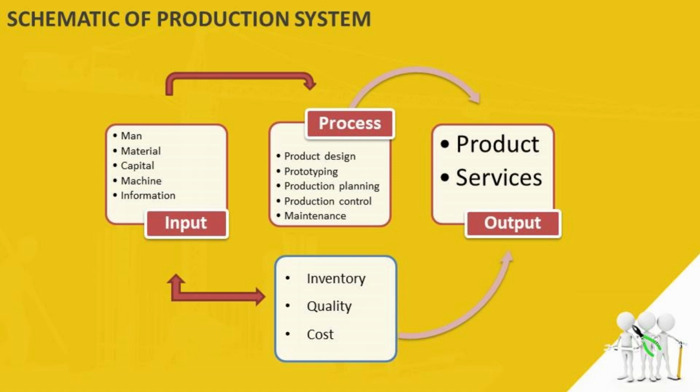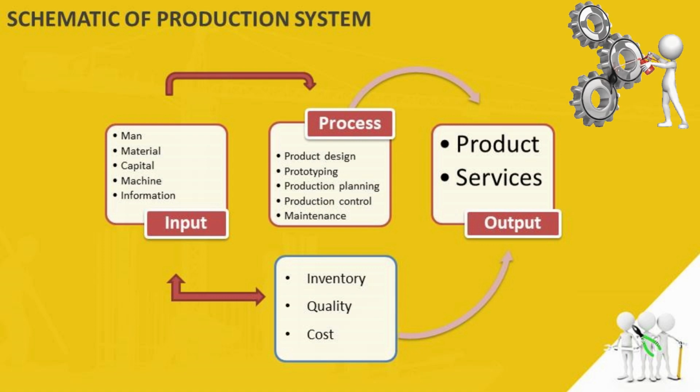So these inputs go into a transformation process, and the initial phase of a transformation process is the product design, or what we call prototyping. Then we have the process planning and the production control, and the most integral part of any process is the maintenance.